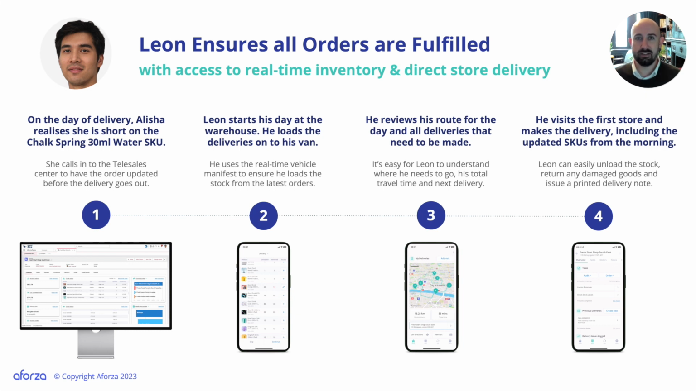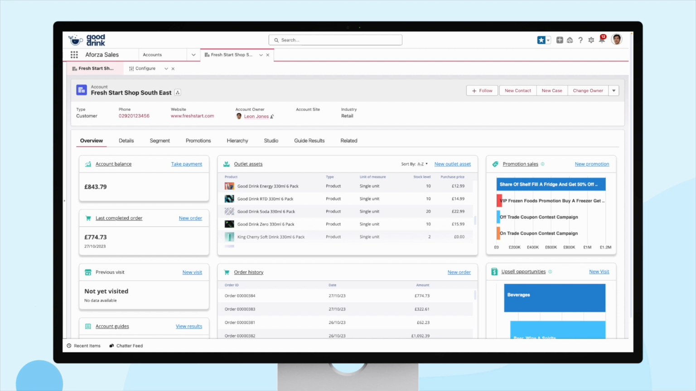And then we're going to be looking at Leon as he logs into the delivery app, and he uses that to manage his visits, plan his deliveries, load up his van, and ultimately fulfill that delivery and all of the products to Alicia in her store. So let's dive into the demonstration and take a look at this scenario.